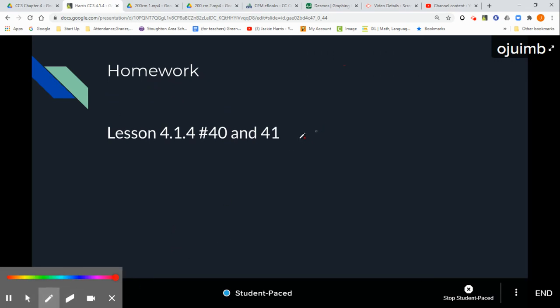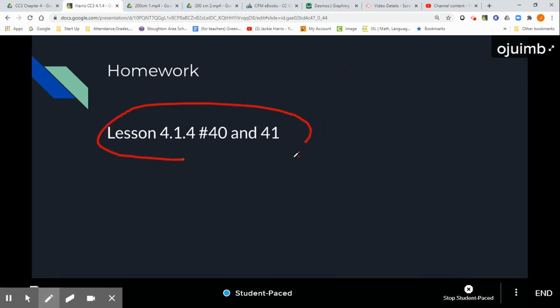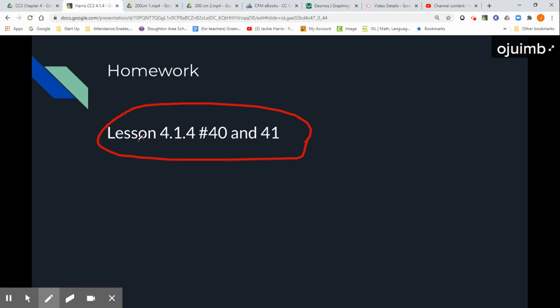And then at the very end, you have your homework, which is lesson 414, numbers 40 and 41. If you have questions, you can try asking a peer. You can attempt to ask one of the teachers in class, or write it down and we'll go over it again tomorrow.